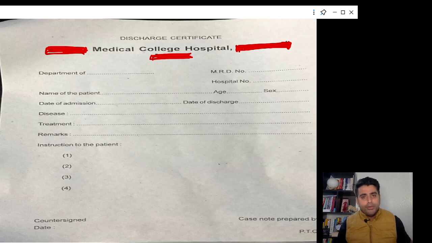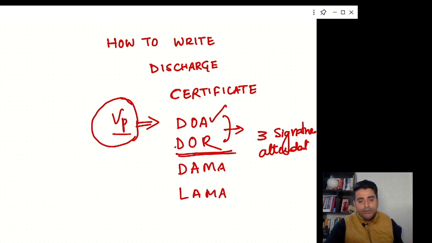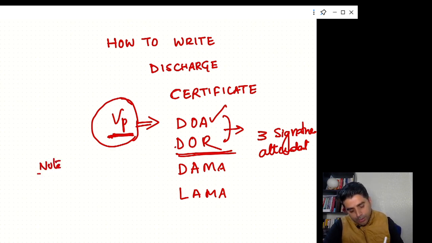आज इस वीडियो में हम बात करेंगे डिस्चार्ज सर्टिफिकेट कैसे लिखा जाता है। अगर आप साइकेट्री डिपार्टमेंट में काम करते हैं, तो definitely अगर आप साइकेट्री डिपार्टमेंट के पीजी रेसिडेंट हैं तो ये वीडियो आपको definitely help करेगा। डिस्चार्ज सर्टिफिकेट में सबसे इंपॉर्टेंट है कि डिस्चार्ज देता कौन है। Who will advise your discharge? That is BP, that is the consultant.